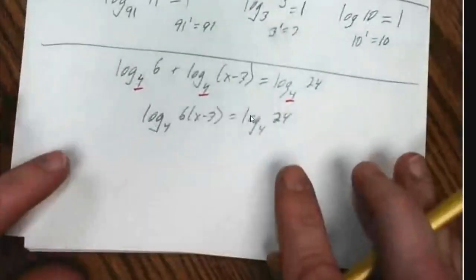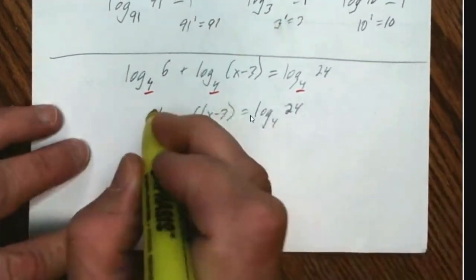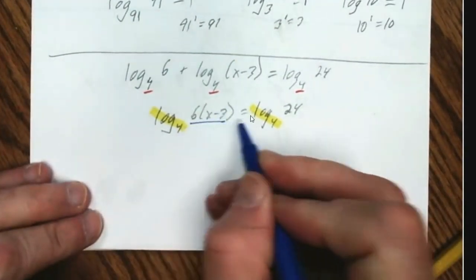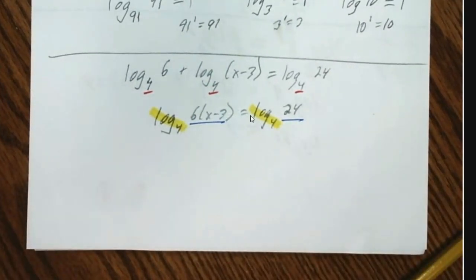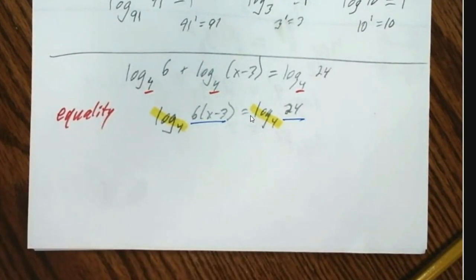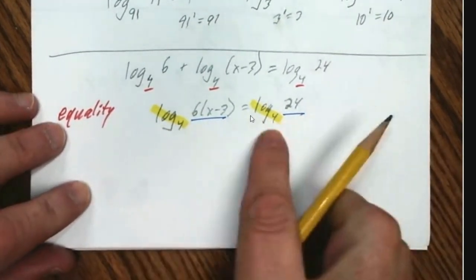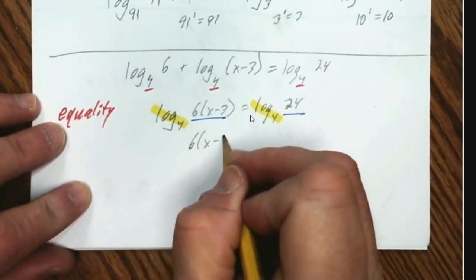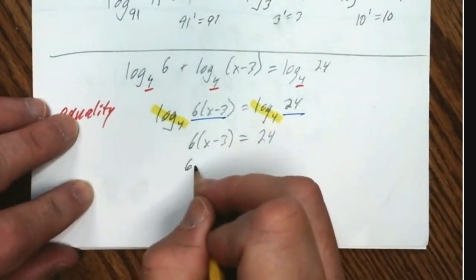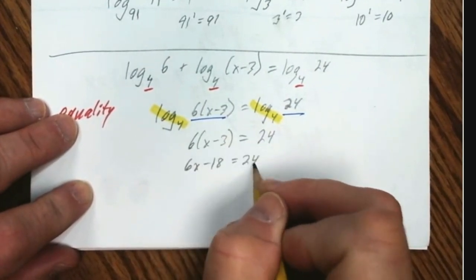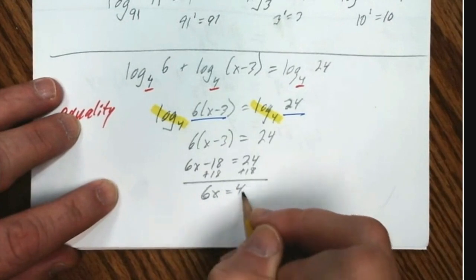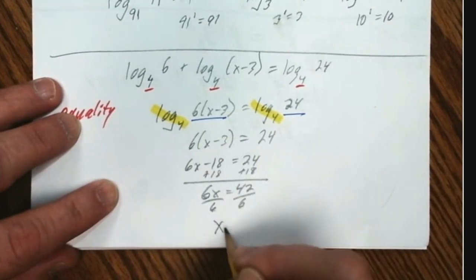This looks a little more complicated, so you may not have recognized that, but what do we have? We have log base 4 equals log base 4. So that means this has to equal this. This is the equality property. So we can drop the bases and say, well, that means 6 times x minus 3 has to equal 24. So 6x minus 18 equals 24. We add the 18. 6x equals 42. X equals 7.